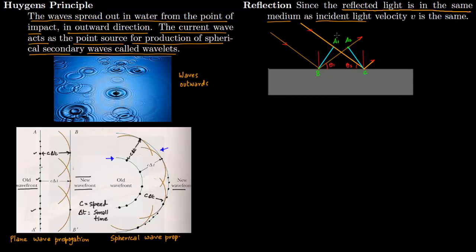So we have two right angle triangles. The first triangle is A1, B and C, and the second triangle is A2, B and C. So A1C is equal to A2B. So by the time the light travels from A1 to C, the light after getting reflected has to travel from B to A2. So this is just by reflection.